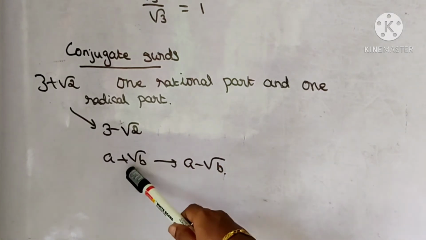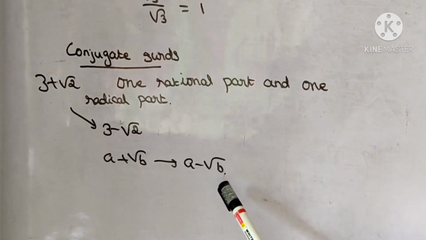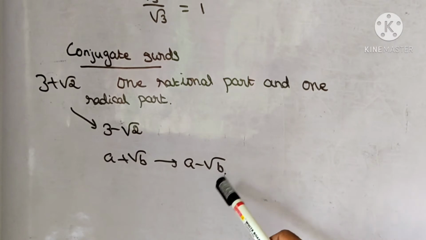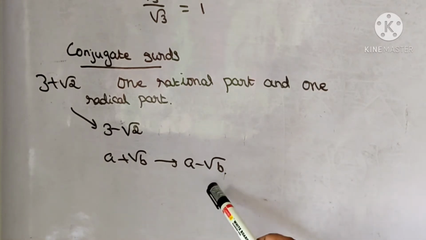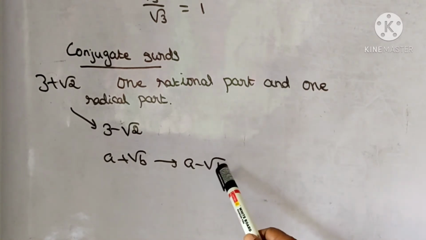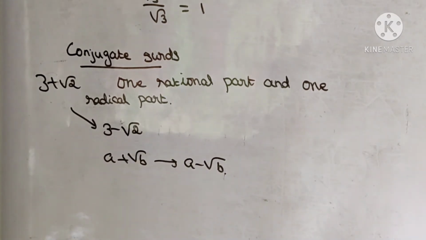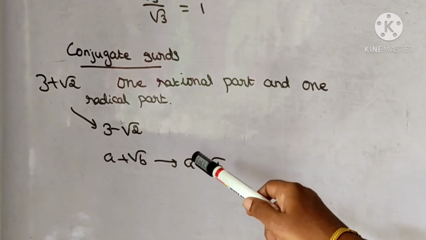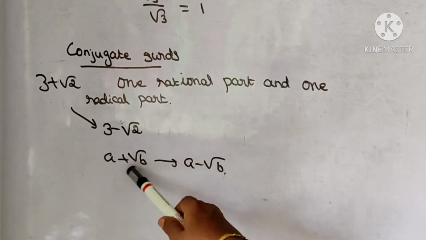Surds like a plus root b and a minus root b are called conjugate surds. If you want the conjugate of a plus root b, you can write a minus root b. If you want the conjugate of a minus root b, you can write a plus root b. So you change the sign in front of the surd.